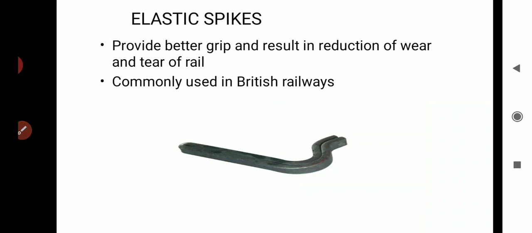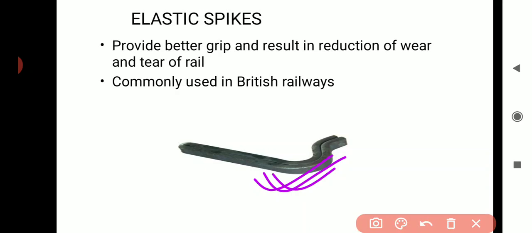Next come to the elastic spike. Here you can see this is the elastic spike. It provides better grip and results in reduction of wear and tear of the rail, and these are generally used in British railways.